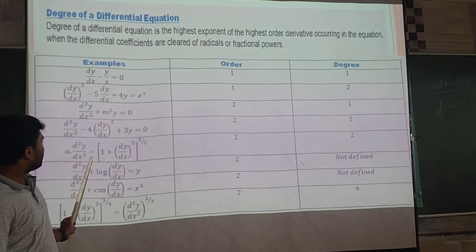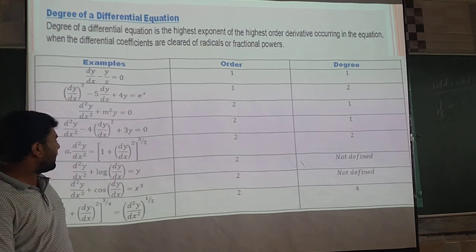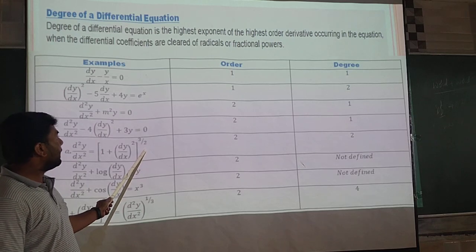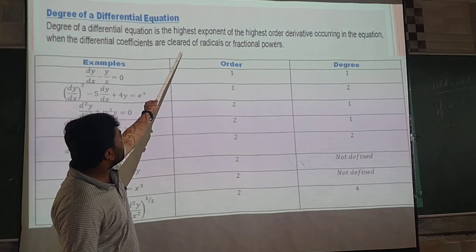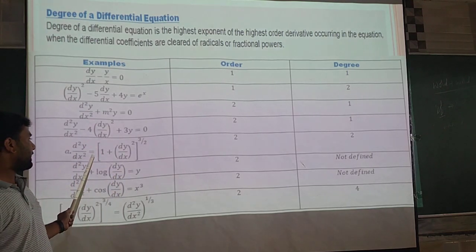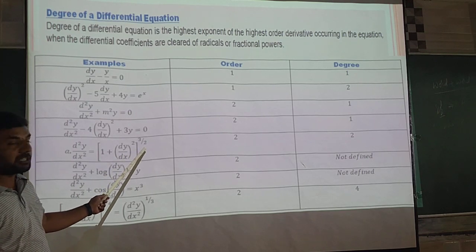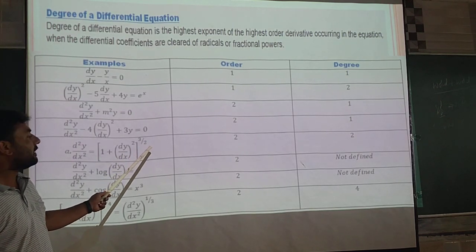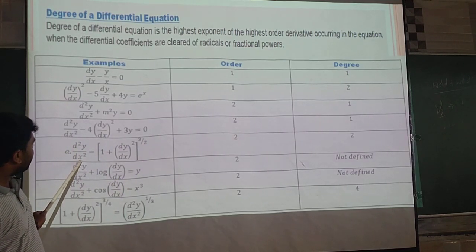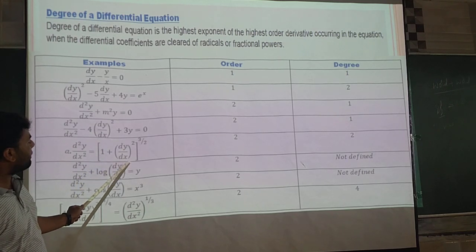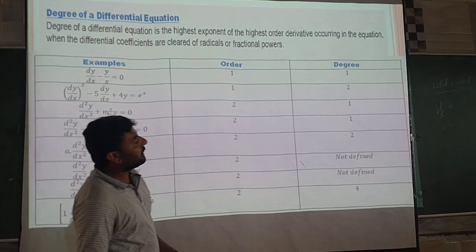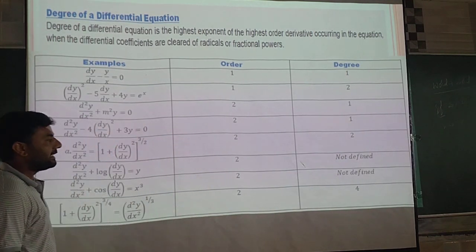Here a into d square y by dx square is equal to (1 plus (dy by dx) whole square) whole to the power of 3 by 2. But here the differential coefficients must be cleared of radicals or fractional powers, so we square on both sides, because 1 plus (dy by dx) whole square whole to the power of 3 by 2 is a fractional power. Squaring both sides, the 2 gets cancelled, remaining (d square y by dx square) whole square equals (1 plus (dy by dx) whole square) whole to the power of 3. Hence the order is 2, and the power is also 2, so the order is 2 and the degree is also 2.